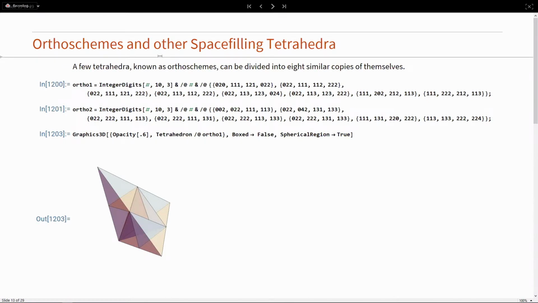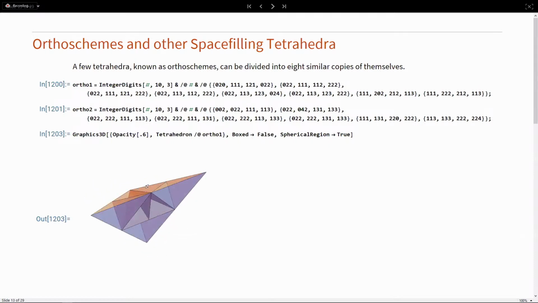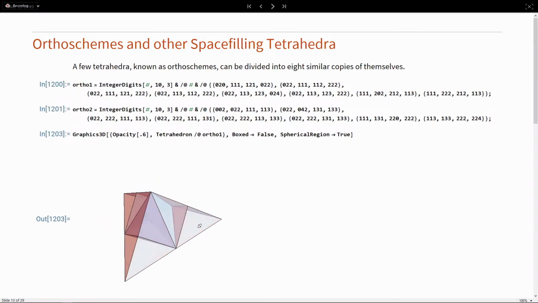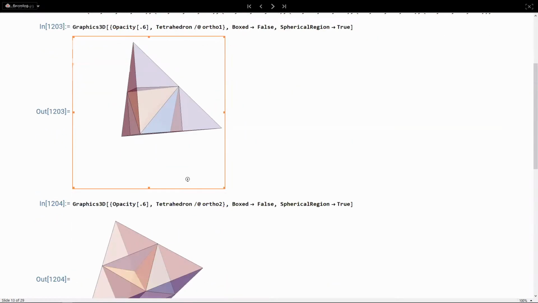Another set of special tetrahedra is ones which will fill space. And for 2 cases, we get something weird called an orthoscheme. So here is a tetrahedron divided into 8 parts, which are all similar to the original tetrahedron, all 1/8 size of the original. So here's one way of doing it, and that's ortho 1.